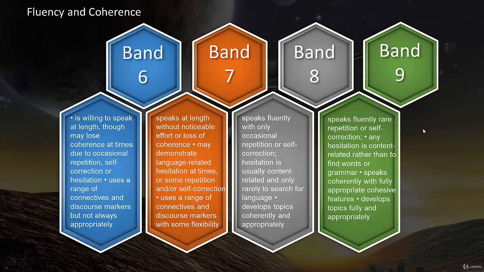And then if you read for band 6 and for band 7, for band 8, for band 9, you can see the differences. When you move up to band number 8, it says you speak fluently with only occasional repetition or self-correction, right? So you have to be able to really fit within the context of that band score.